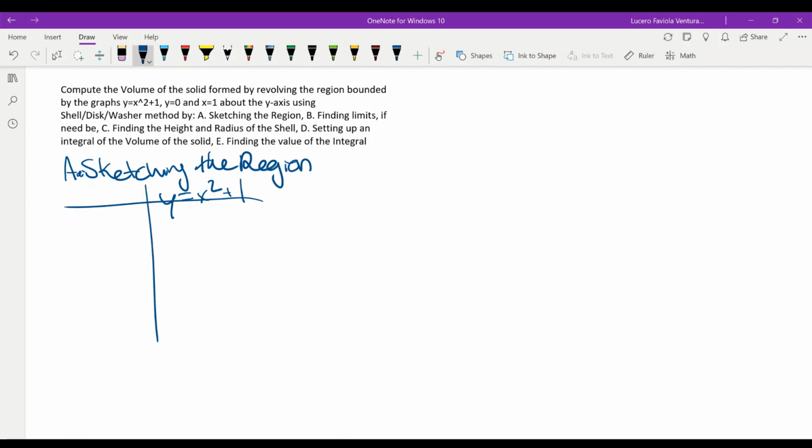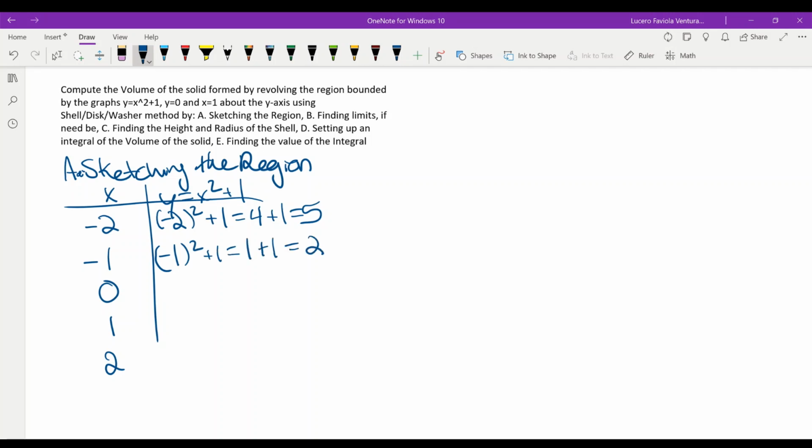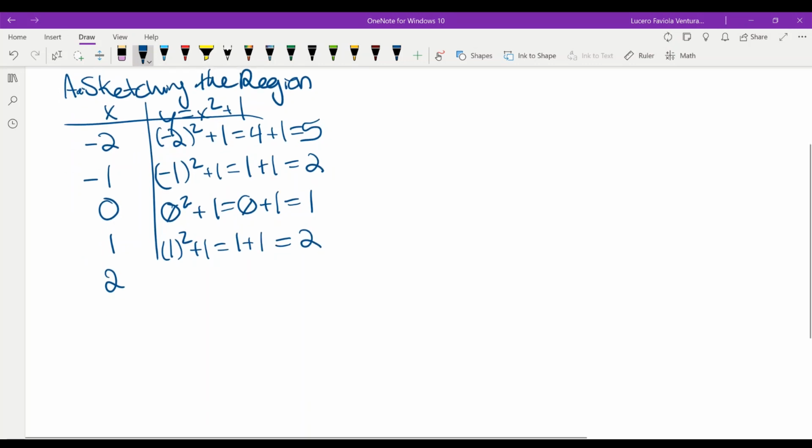So first we'll start with part A, which is asking us to sketch the region. And we know our y is equal to x squared plus 1. We'll plug in some x's. So -2, -1, 0, 1, and 2. -2 squared plus 1 is equal to 4 plus 1 is 5. -1 squared plus 1 is equal to 1 plus 1 is 2. 0 squared plus 1 is equal to 0 plus 1, or 1. And 1 squared plus 1 is equal to 1 plus 1, or 2. And then finally, 2 squared plus 1, which is equal to 4 plus 1 is 5.